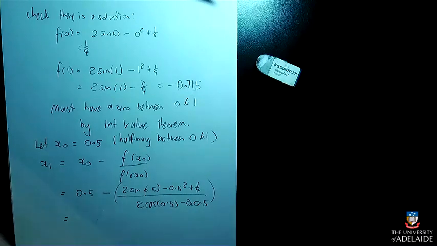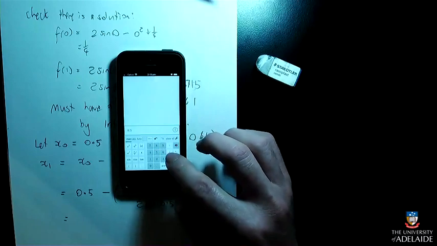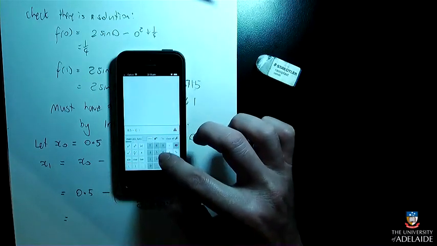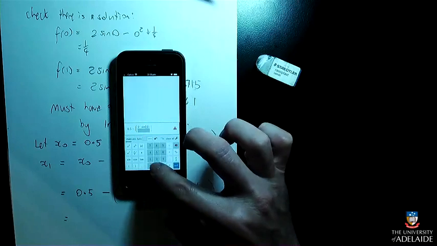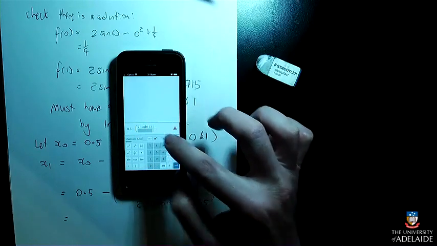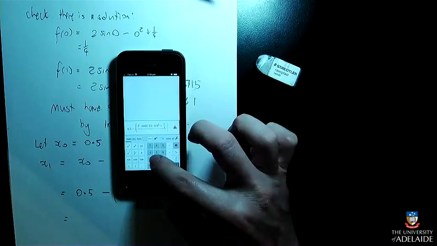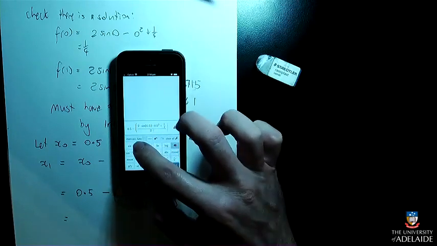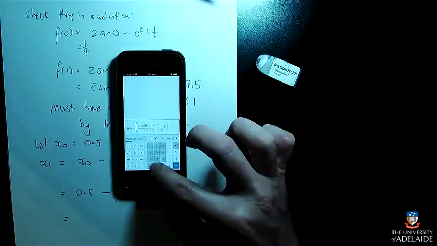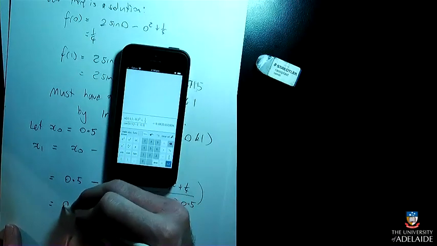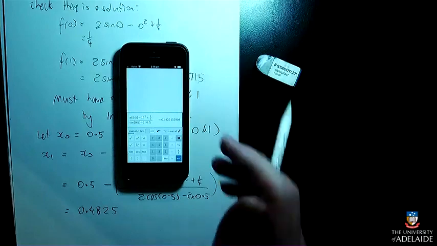Okay. So 0.5 minus 2 times sine of 0.5 minus 0.5 squared plus 1/4, over 2 times cos 0.5 minus 2 times 0.5, and I get 0.4825.